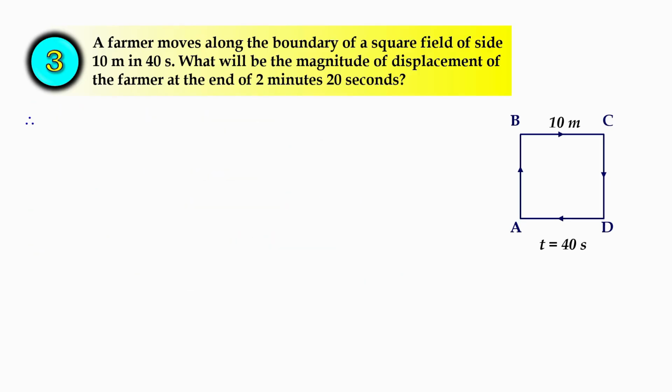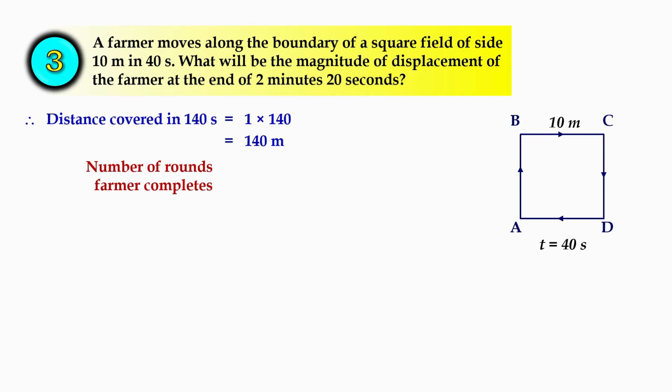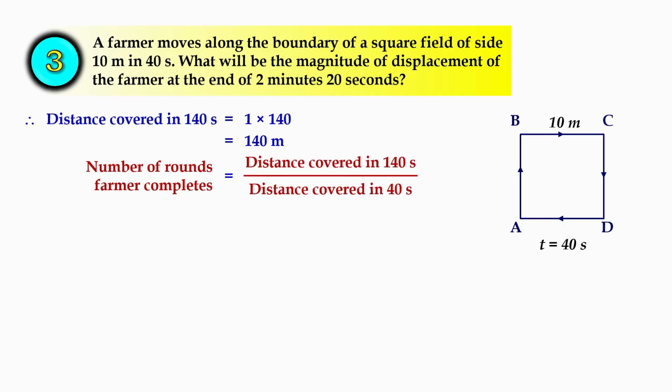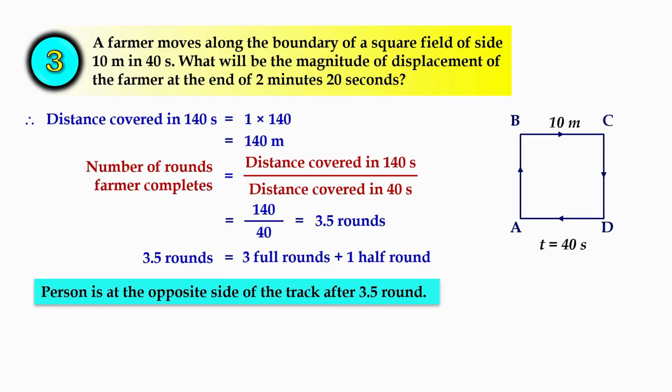Now let us continue solving the problem. We already found that the distance covered in 1 second is 1 meter. So the distance covered in 140 seconds is 1 multiplied by 140, which is 140 meters. Now let us calculate the number of rounds completed by the farmer. Number of rounds equals distance covered in 140 seconds divided by distance covered in 40 seconds. So this becomes 140 divided by 40, which is 3.5 rounds. This means the farmer completes 3 full rounds and 1 half round.